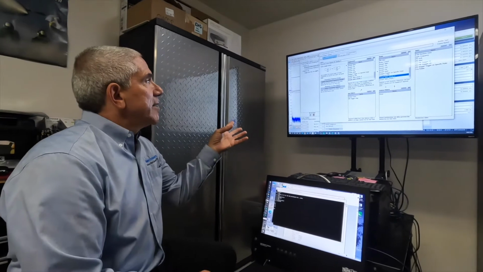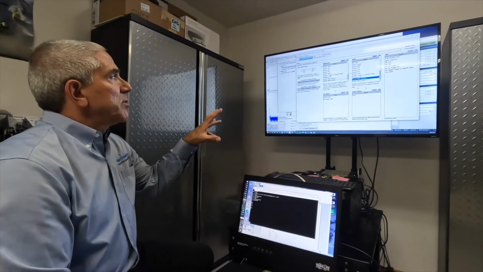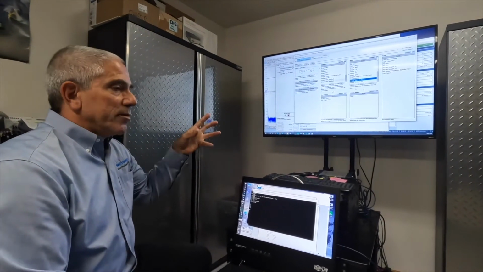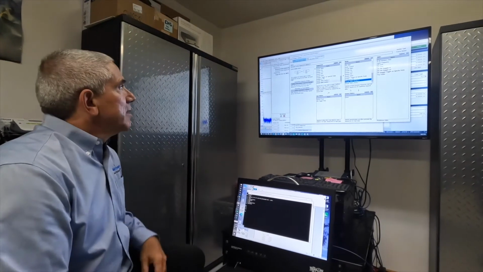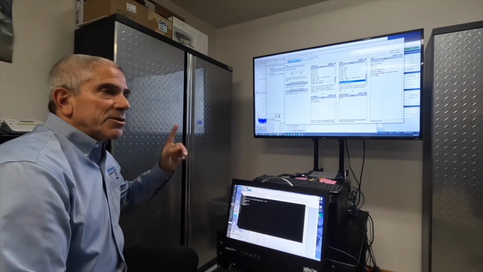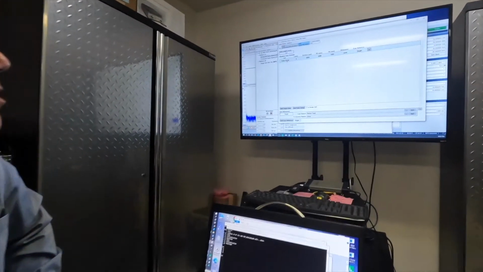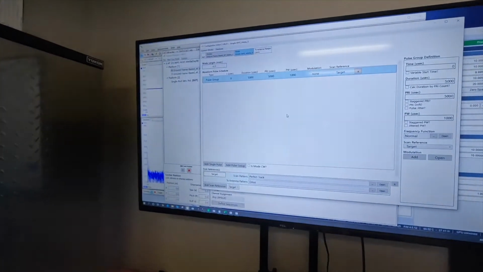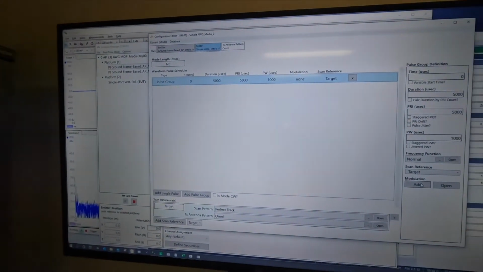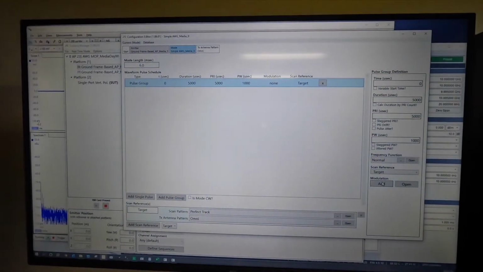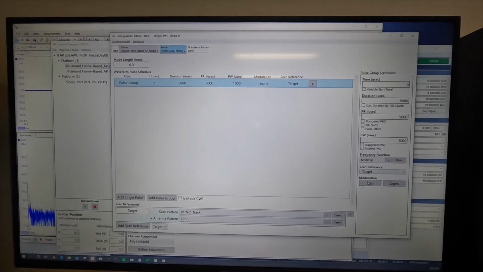The RF that we just showed you was created by this particular radar mode, which is one of the many radar modes and engagements attached to that platform. If we open that up for you to look at, this pulse group is very simple. It has a fixed pulse width, fixed PRI, and there's no modulation on the emitter.